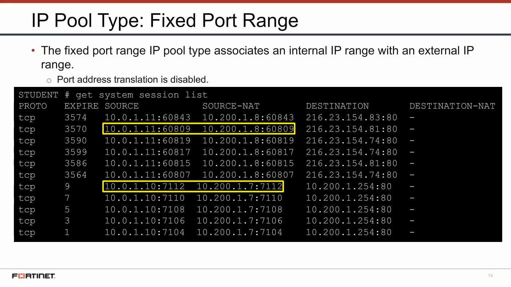The fixed port range IP pool type associates internal IP address ranges and external IP address ranges and disables PAT. It allows fixed mapping of the internal start IP or internal end IP range to the external start IP or external end IP range. The example on this slide shows a fixed port IP pool. The internal address range 10.0.1.10 to 10.0.1.11 maps to the external address range 10.200.1.7 to 10.200.1.8.